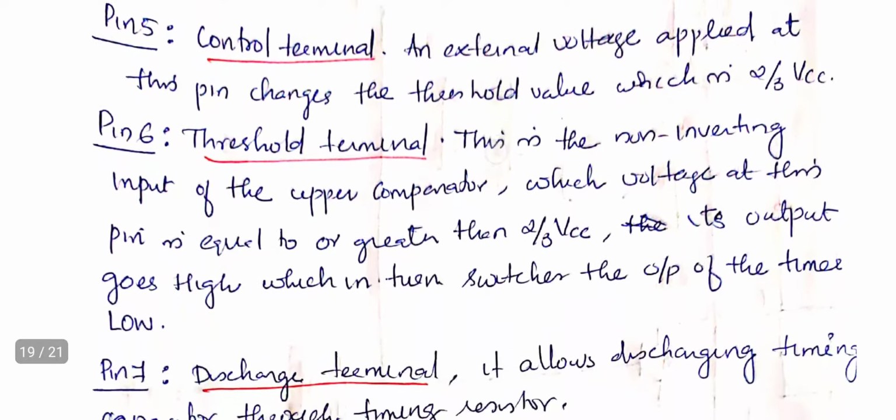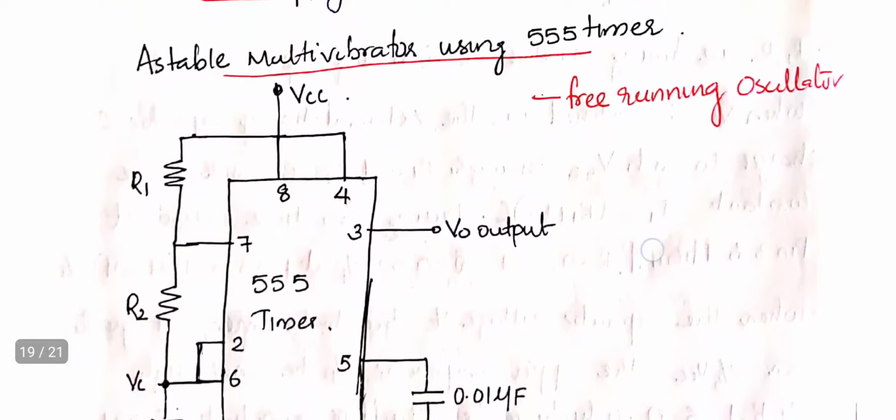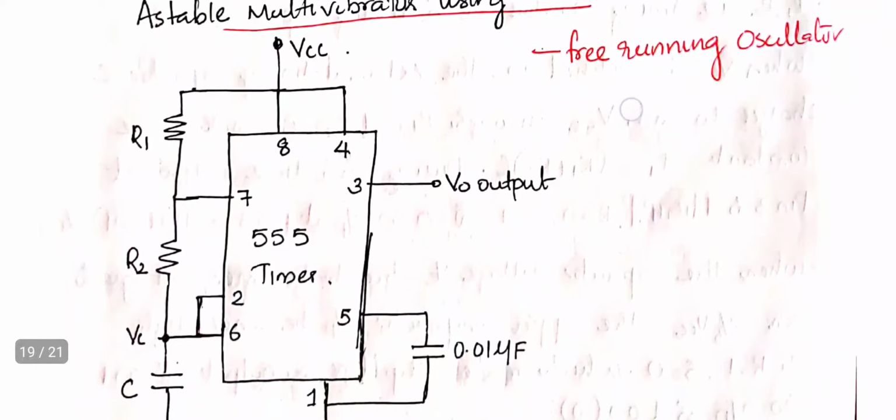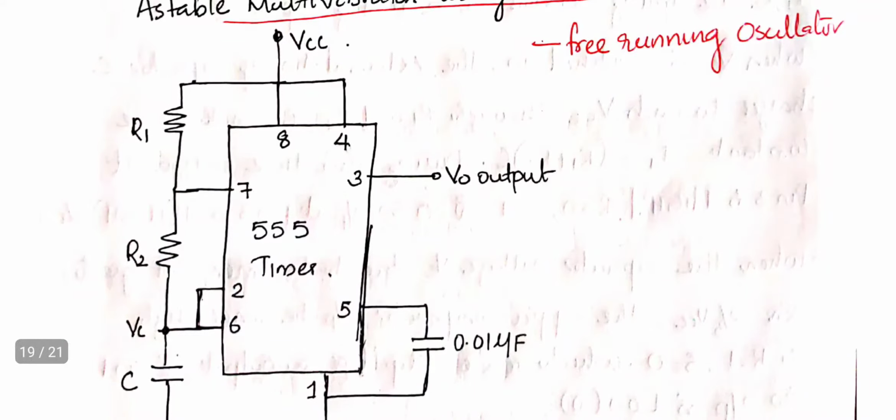Next we will explain one application of the 555 timer, that is, the 555 timer used as an oscillator. It's used as a multivibrator or free running oscillator. It's also known as a free running oscillator. There are many types of multivibrators like monostable, astable and bistable.